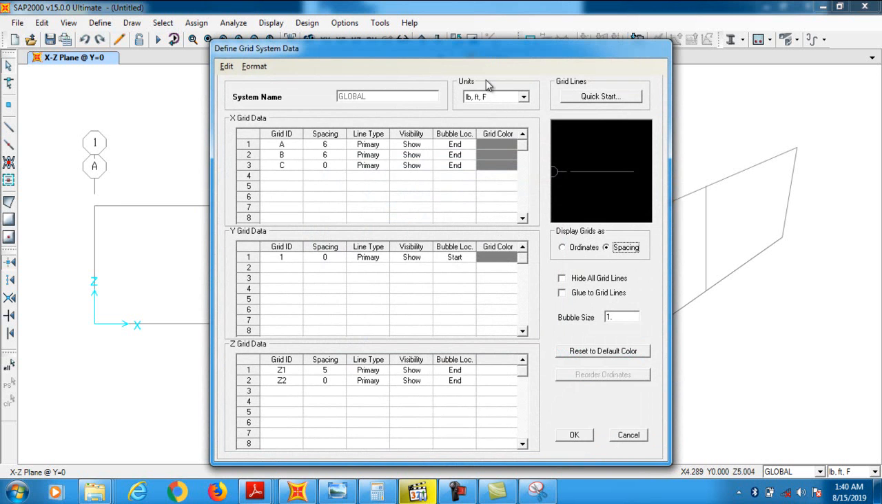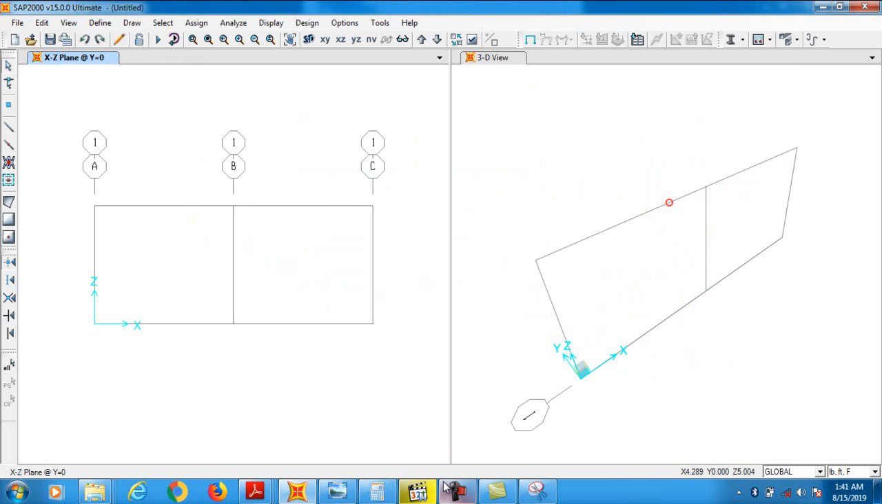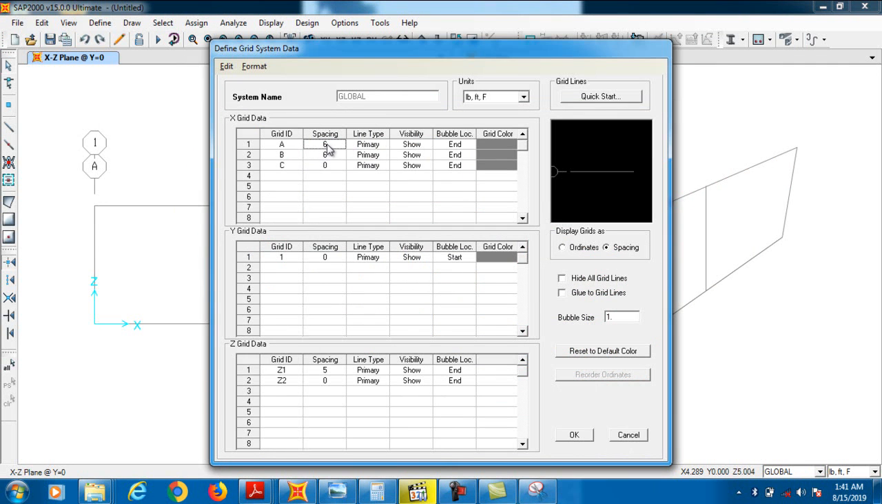So the spacing unit should be feet. Now for x1, x2 and x3, you can say this is A, this is B, and this is C. So AB spacing is 6 feet and BC spacing is 8.66. Clear? Sorry, this is 6, so AB is 6 feet, and BC is 8.66. And the height is 5 feet. The distance between Z1 and Z2 is 5 feet.